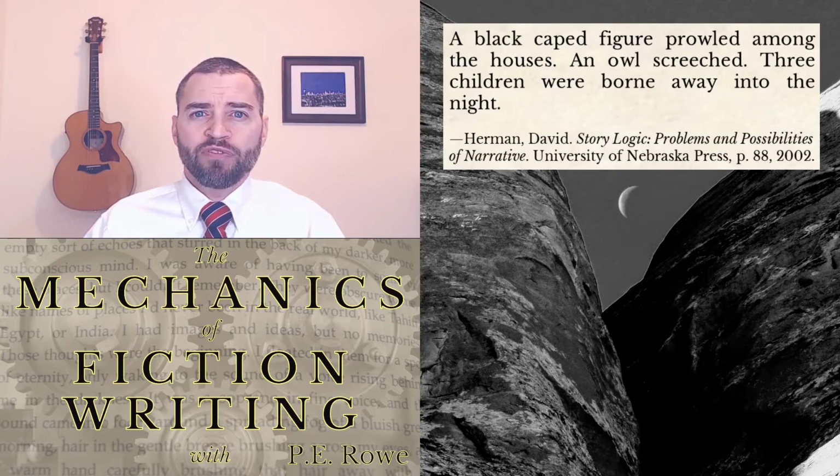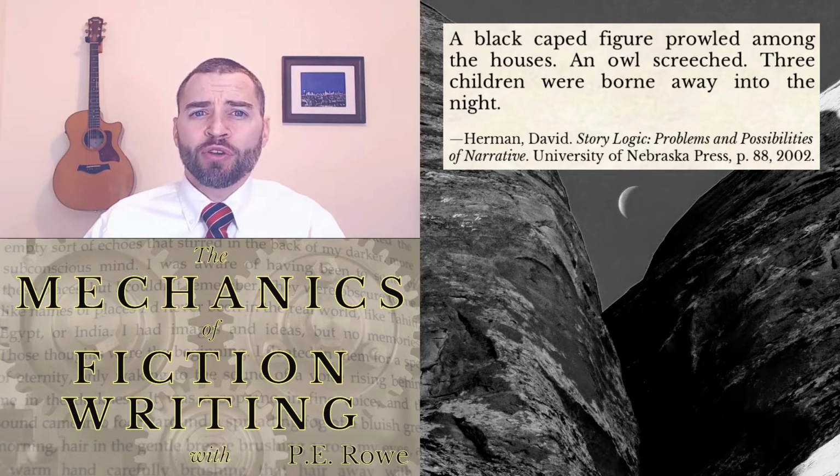A black-caped figure prowled among the houses. An owl screeched. 3 children were borne away into the night. Take a moment to think about those 3 sentences. I'm going to read them again. A black-caped figure prowled among the houses. An owl screeched. 3 children were borne away into the night. Now think about what your mind does with these 3 sentences.